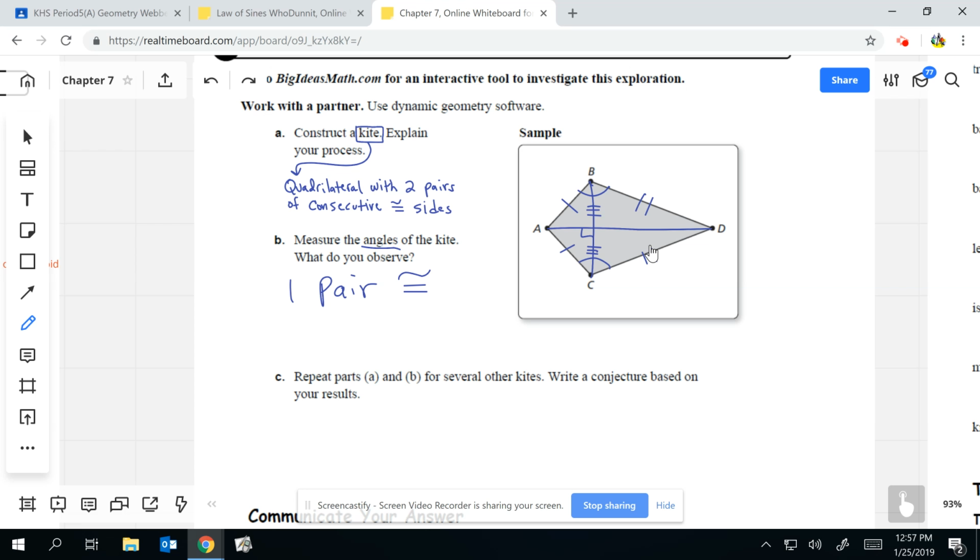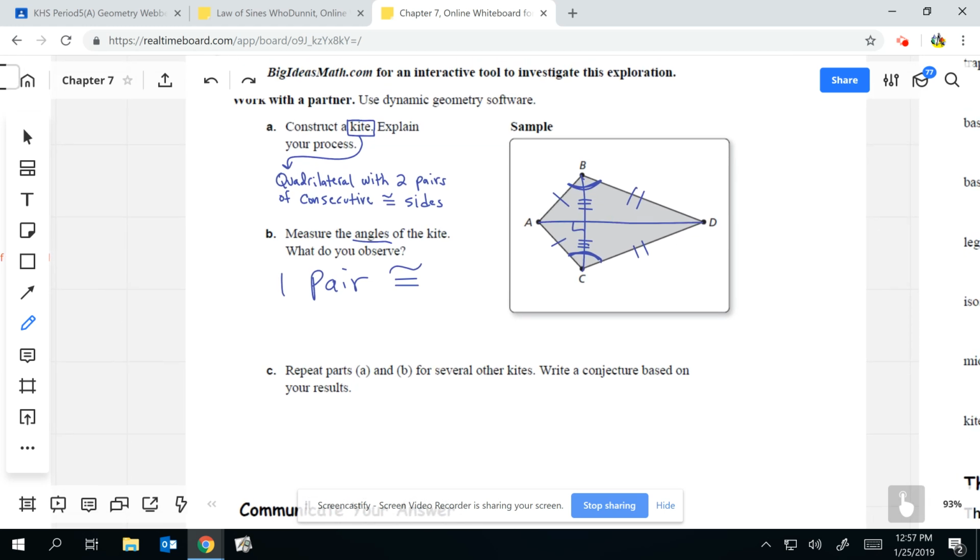Now, there's also one other thing about the kite: one pair of angles, this angle and this angle, are going to be equal. And they're the angles that separate the one pair of congruent sides from the other pair. So this pair of congruent sides and this pair of congruent sides are separated by two angles that are exactly the same. Okay, so those are the congruent angles. So that's your kite. That is all the stuff about a kite. Make sure you put the right angle box.